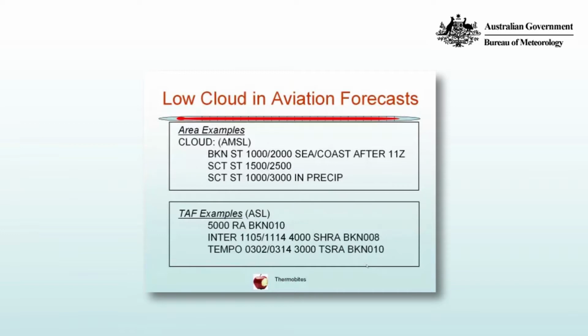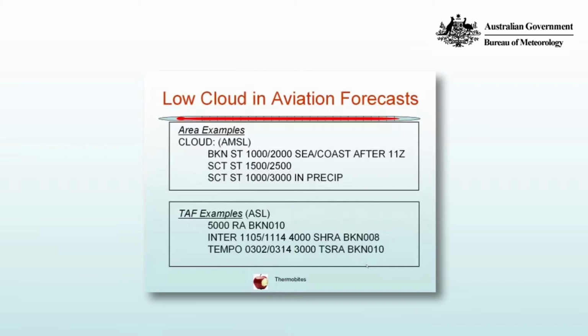There's also on this slide a TAF, or a terminal aerodrome forecast, so that's a point location forecast. You can see there are three examples of how stratus might be used. The first one has a visibility of 5,000 meters, and rain is occurring, and also broken stratus at 1,000 feet. That's 010. And so this is most likely due to the wet bulb process.